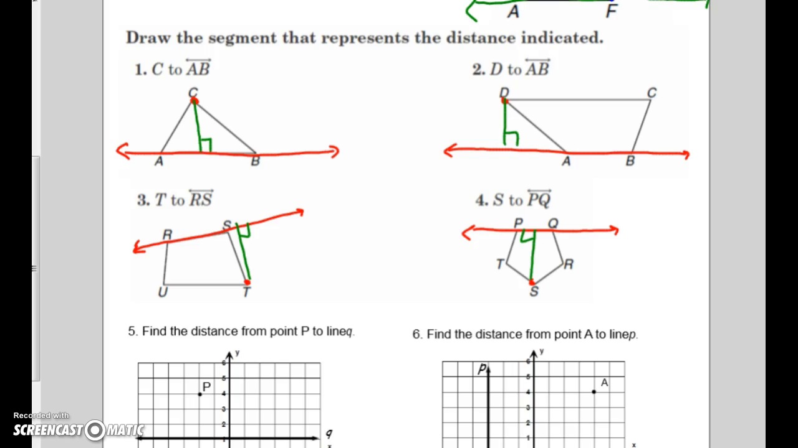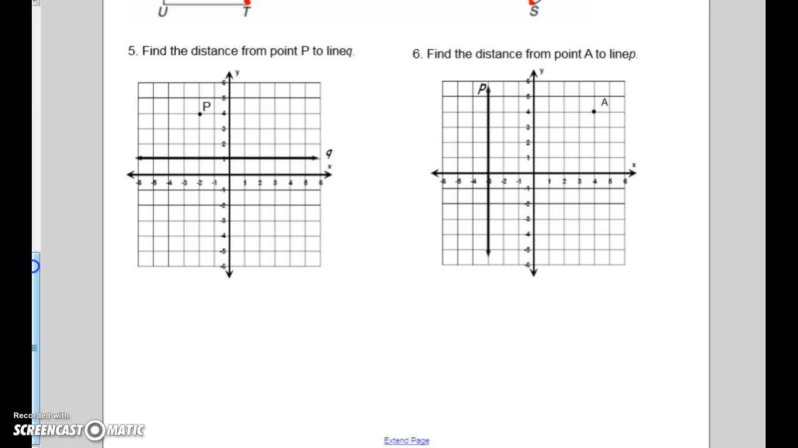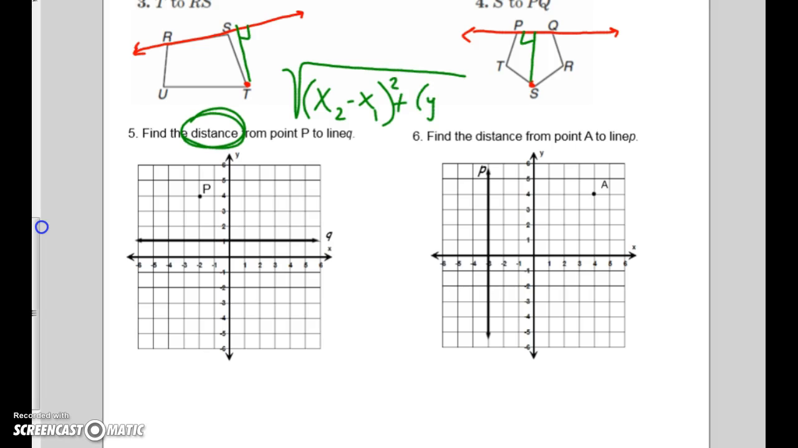Okay, so now let's apply that information. Now let's actually put it into practice here real quick. Now they want me to find the distance. Remember, I have a distance formula: x2 minus x1 squared plus y2 minus y1 squared. Or we have done the Pythagorean theorem before. Correct?